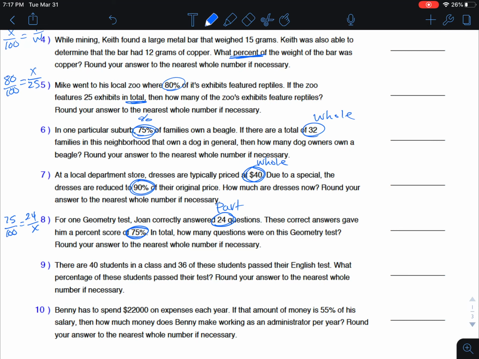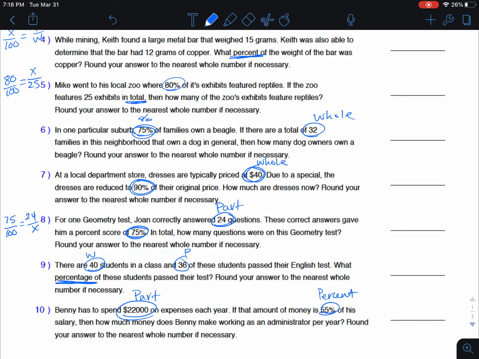Okay. There are 40 students in a class, and 36 of these students passed their English test. What percentage of these students passed? So again, you're looking for the percent. So there's your whole, and here's your part. All right. Benny has spent $22,000 on expenses each year. If that amount of money is 55% of his salary, then how much money does Benny make? So again, you're looking for the total here. So this is your part, and this is your percent.